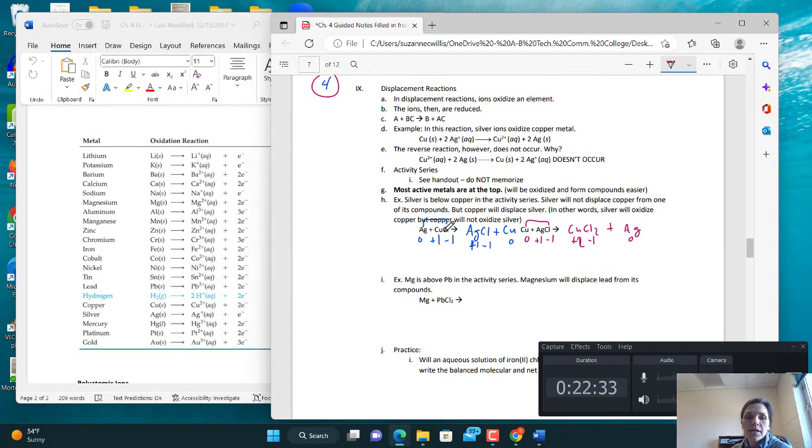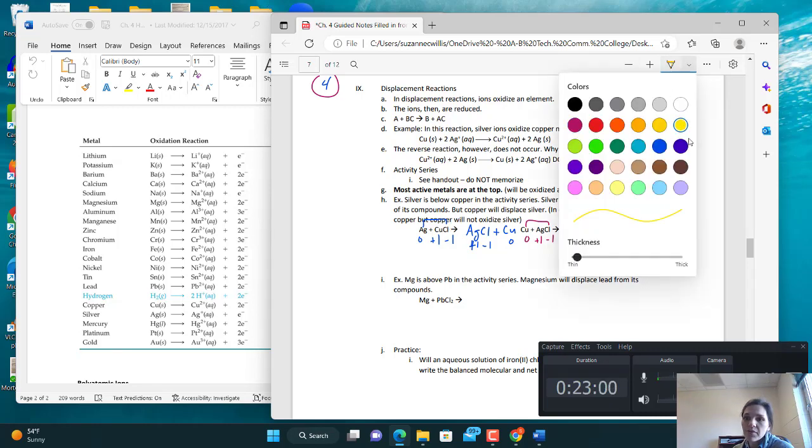Like look at silver and look at copper. Okay, let's go find them. You see silver's here and copper's here. You see how I'm comparing the two? Who is the more active metal? Copper is the more active metal, right? So if copper's more active, he's the one that's going to end up in the compound. Do you see in this scenario, he's already in the compound? That means this reaction will not happen, actually.